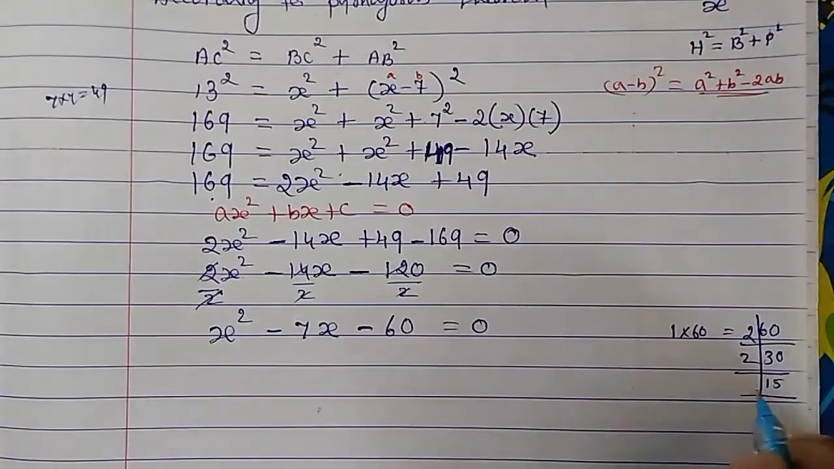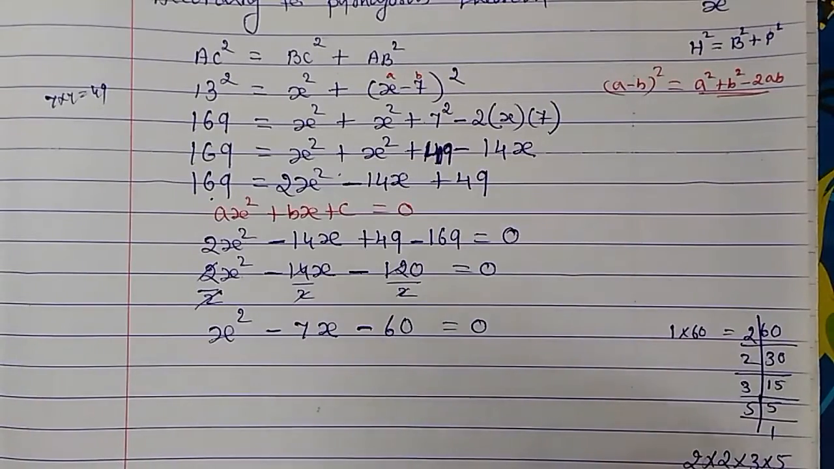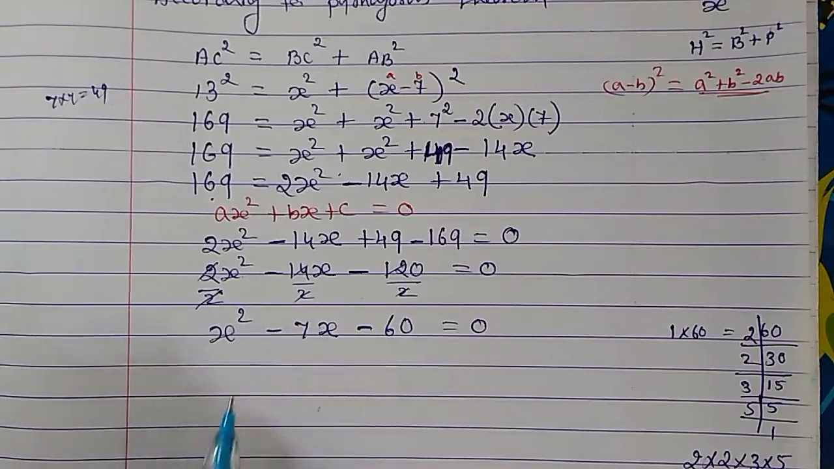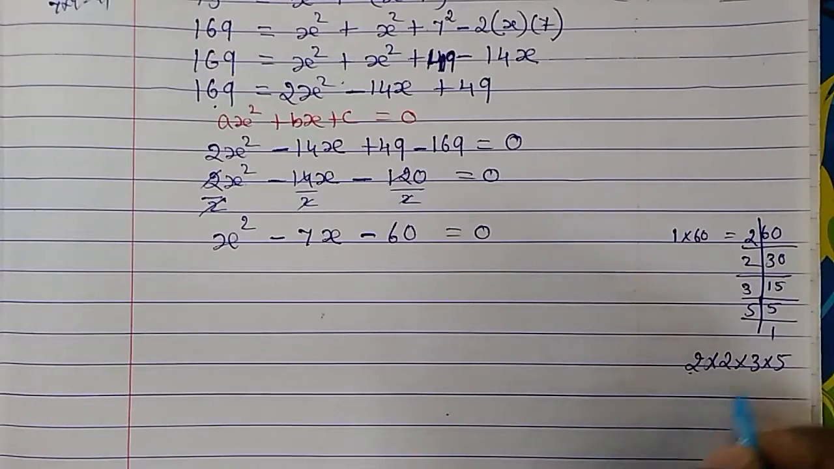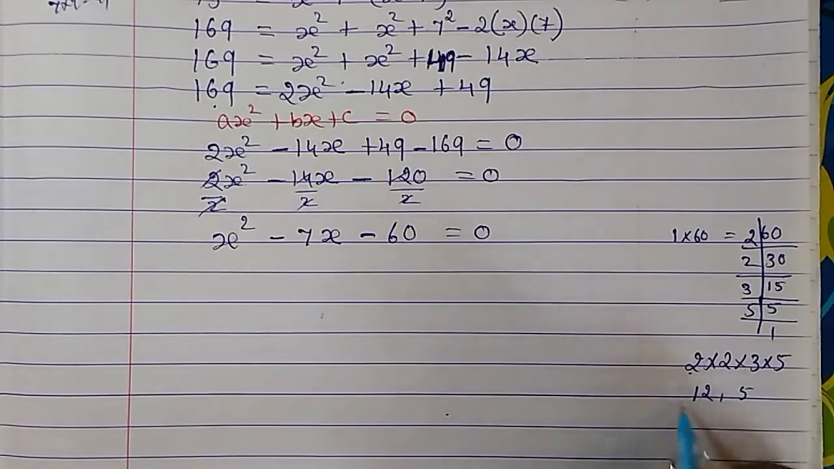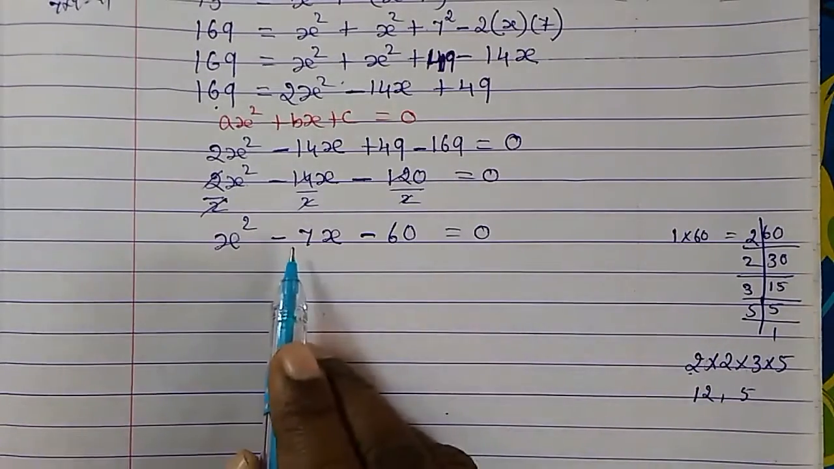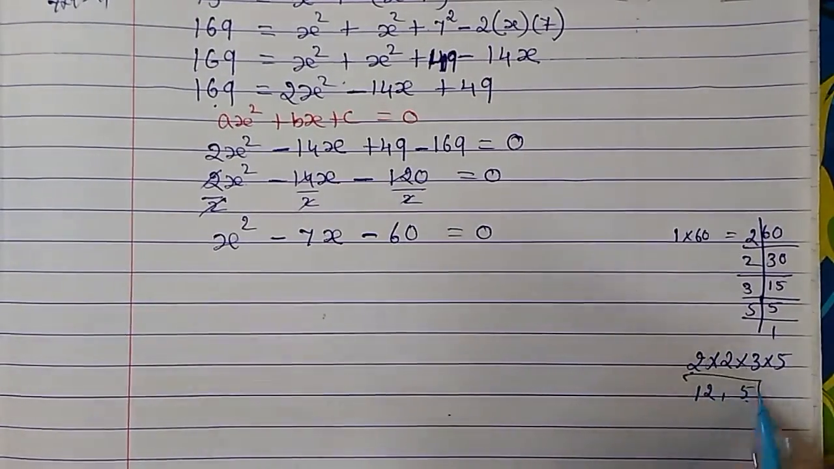Then the next smallest number. Okay, these are the factors: 2 into 2 into 3 into 5. Now we have to find two numbers which, by adding or subtracting, give us the middle term, and by multiplying give us the last term. So 2 2s are 4, 4 3s are 12, and this is 5. From 12, if we subtract 5, we will get 7. If we multiply, do we get 60? Yes.